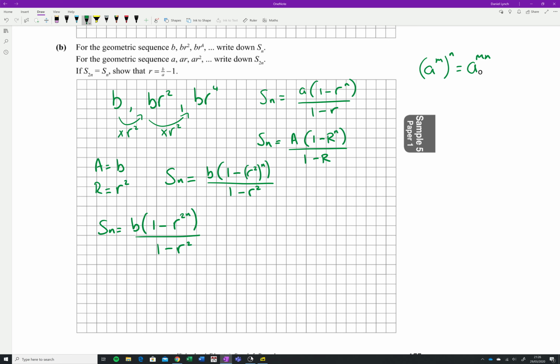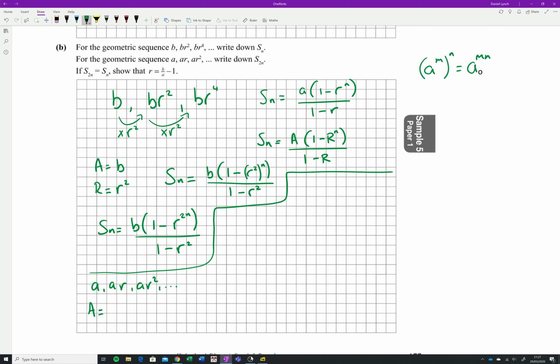Second one is for the geometric sequence a, ar, ar squared. Write down S of 2n. So actually this is the definition of what a geometric series would be: a, ar, ar squared, etc. That's what we actually use for a geometric sequence. In this case, if we continue to call capital A just A and capital R just r, we can just take that immediately from the tables book.